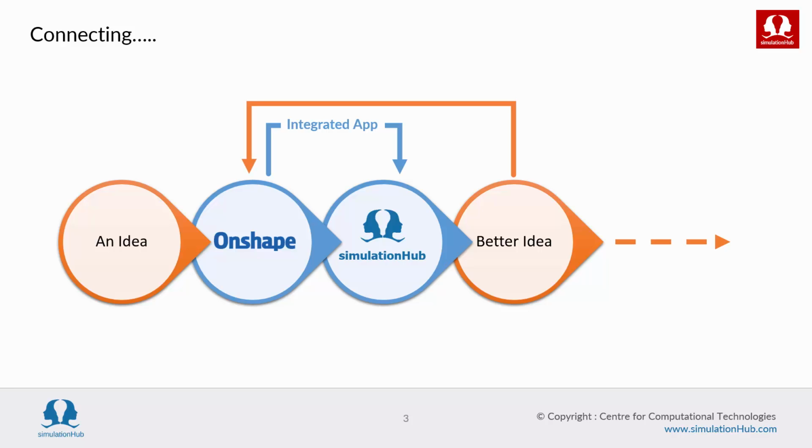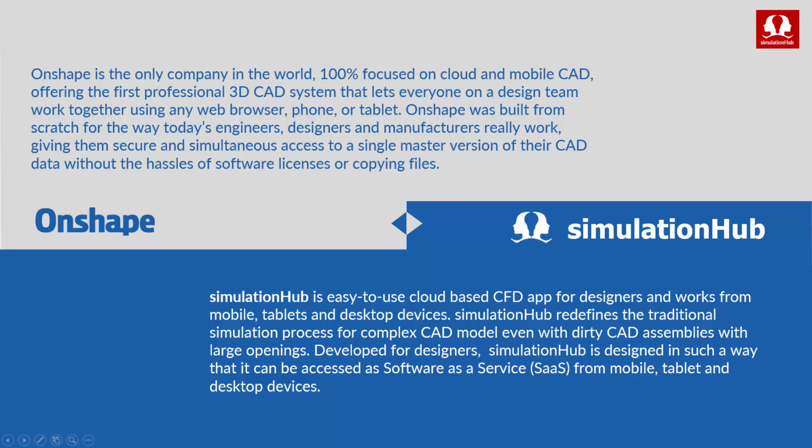So Simulation Hub is now available as an integrated app within the Onshape environment. It has a seamless integration with Onshape CAD data. This seamless integration recognizes and propagates all the design changes. You need not download the CAD model or upload the CAD model; whenever you make a change in a CAD design, that change is recognized within Simulation Hub. So this seamless integration allows designers to carry out quick design iterations based on simulation results. So a little bit about Onshape and Simulation Hub before we start the demo.